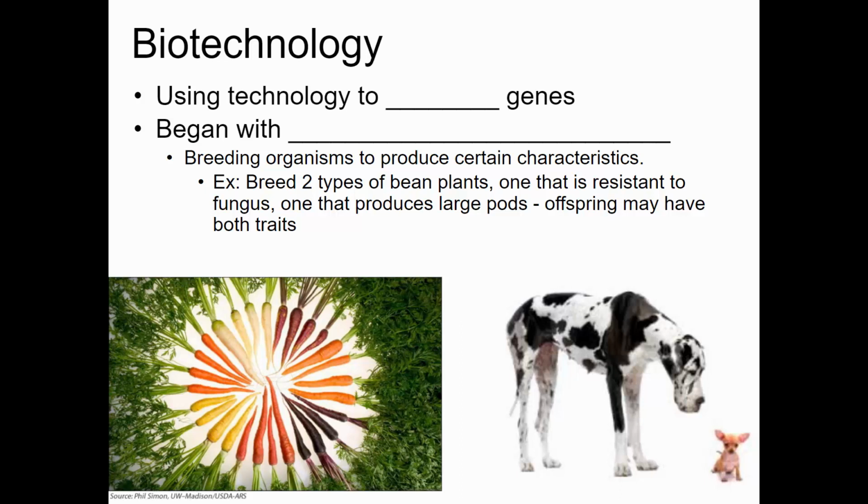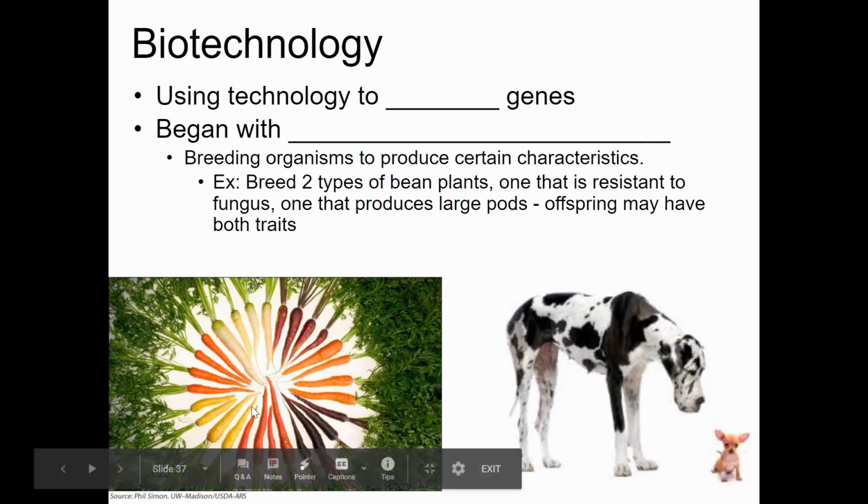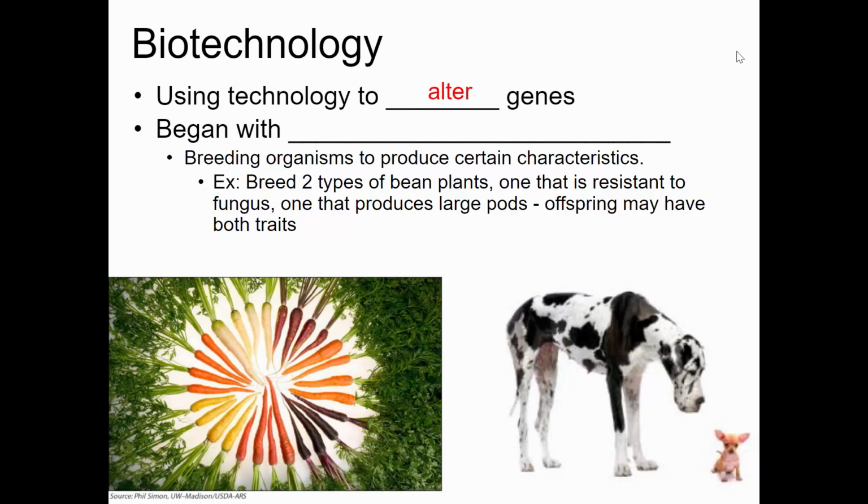So let's talk a little bit about how genetic technology has started to allow humans to do things that have been much more difficult to do in previous times. So first off, there's this term biotechnology. It's basically using modern technology to be able to alter the genes of an organism.